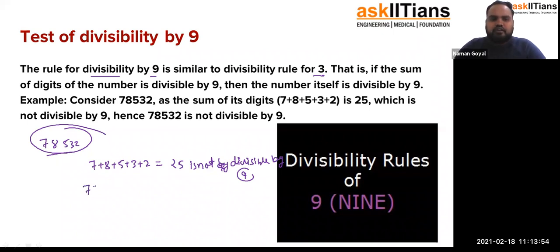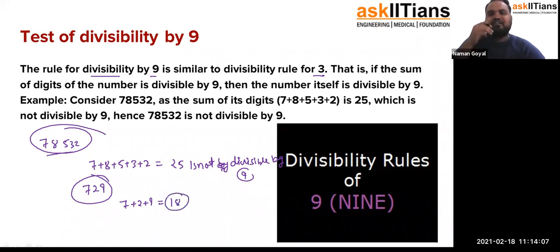Now, if we have the number 729, the sum is 7 plus 2 plus 9, which is 18, and we know that 18 is divisible by 9. So the number 729 is also divisible by 9.